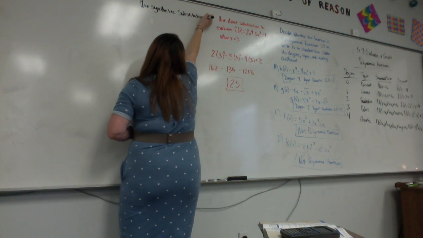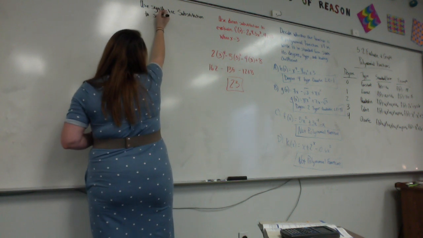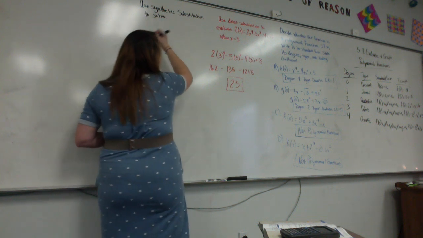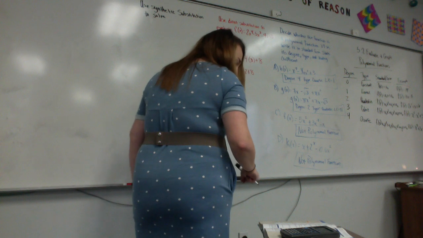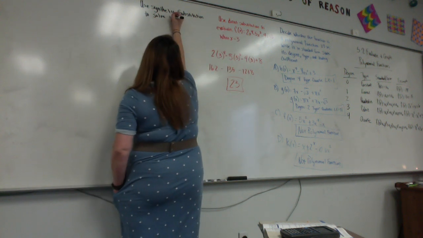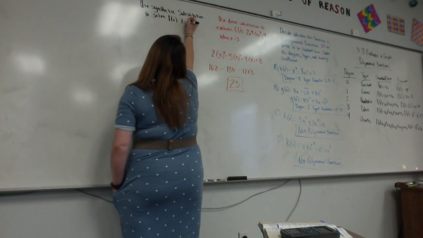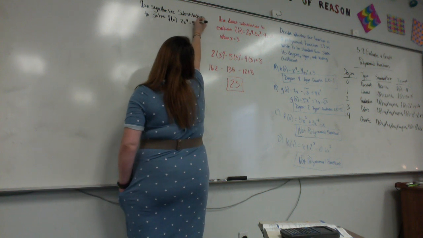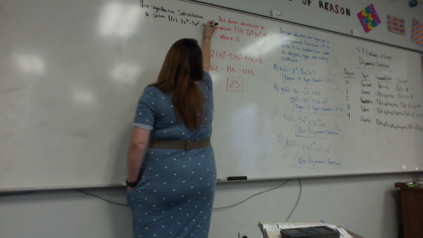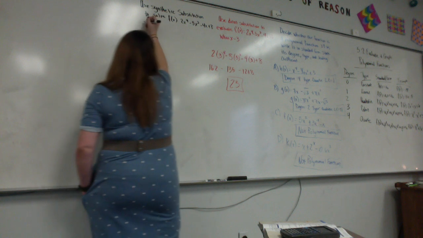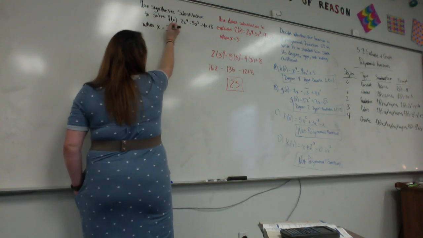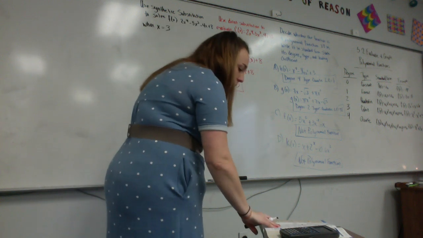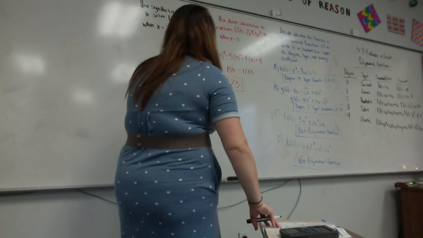Use synthetic substitution to solve the same problem. F of x equals 2x to the fourth minus 5x cubed minus 4x plus 8 when x is 3. Okay, so that we can show you how to set it up compared to that. If they want synthetic substitution, this is what I have to do.